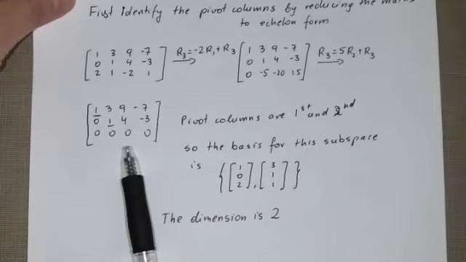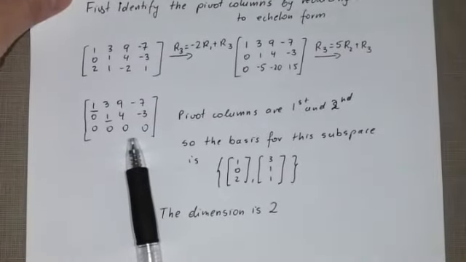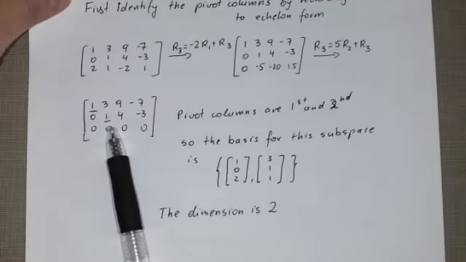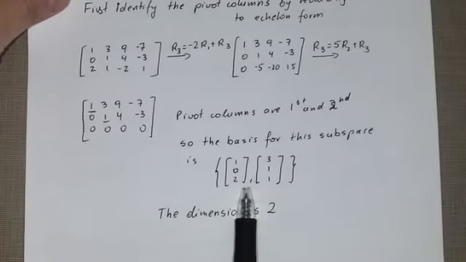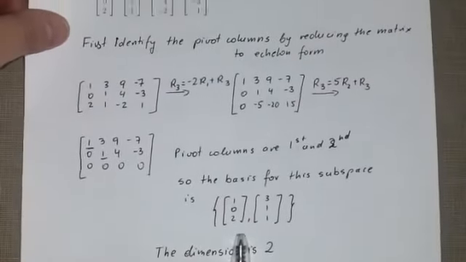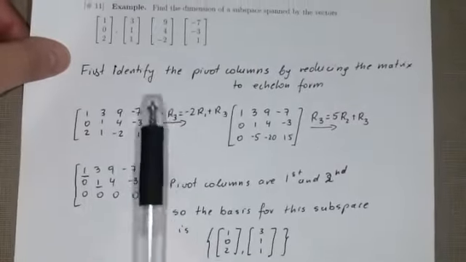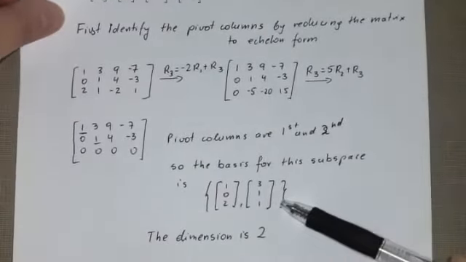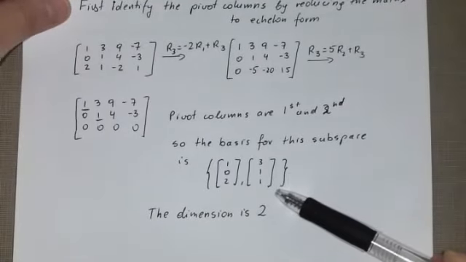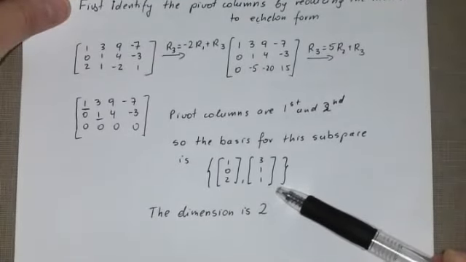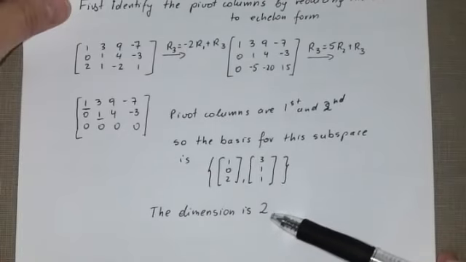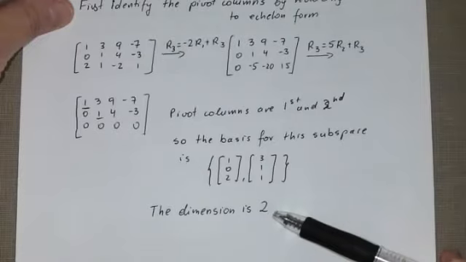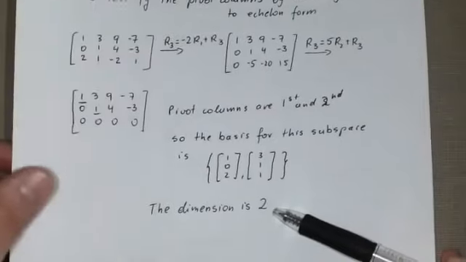The reduced echelon form is this. I can see that my pivots are in the first column and the second column. So for the basis, we would take the first and second columns of the original given matrix. And because I have only 2 vectors in the basis, the dimension of the vector space spanned by the given vectors is 2.